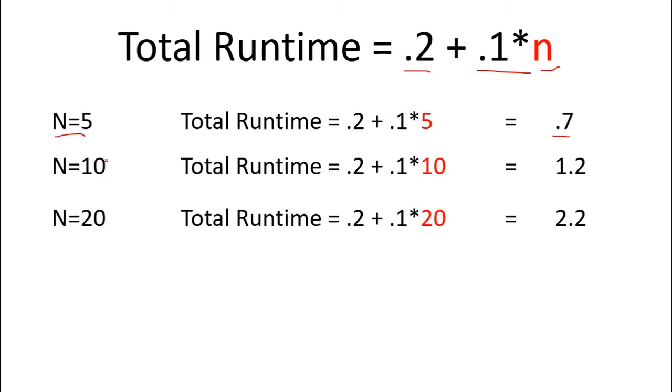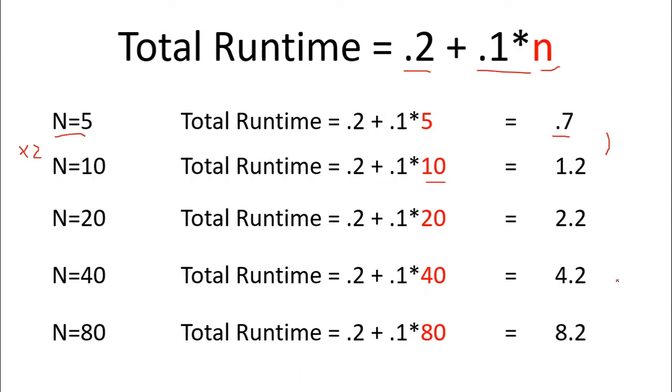N equals 20. So notice how each time here we're multiplying n by 2. If we double our amount of elements in the list, because we have to run this algorithm once for every element in the list, then we're also going to double the processing part, which is going to be close to double our overall time. In fact, the higher our n is, the closer these two are to double. So just to show you that, 0.7 to 1.2, right?